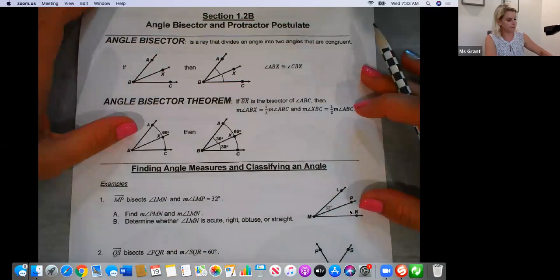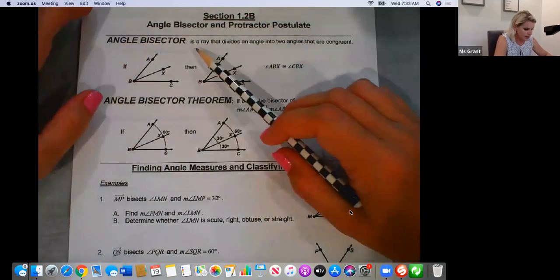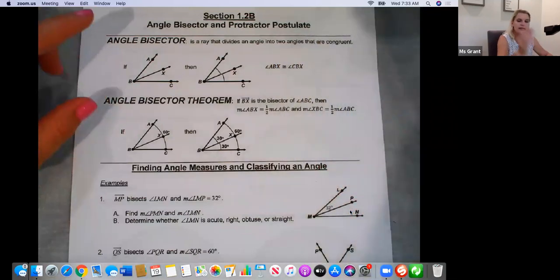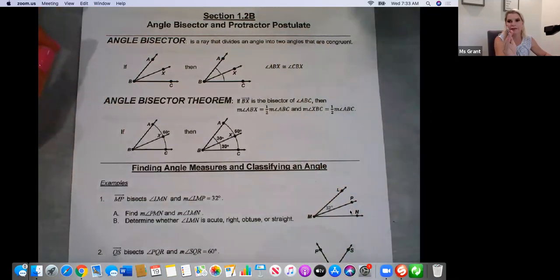the definitions are. An angle bisector is a ray that divides an angle into two angles that are congruent. So it's going to cut an angle in perfect half. Perfectly half and half. It bisects it, right?